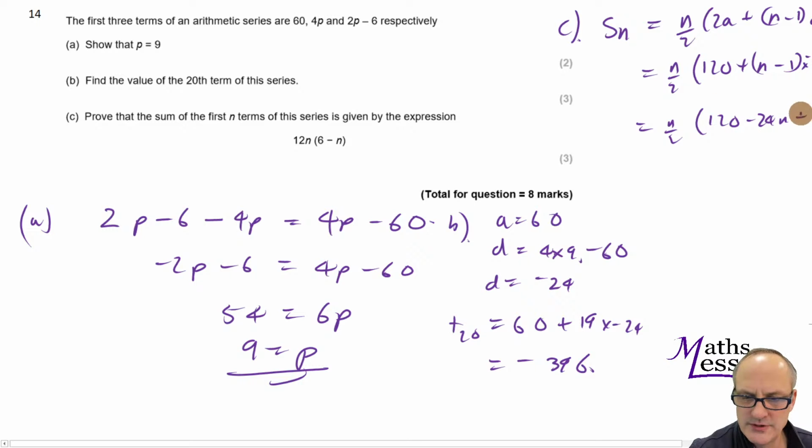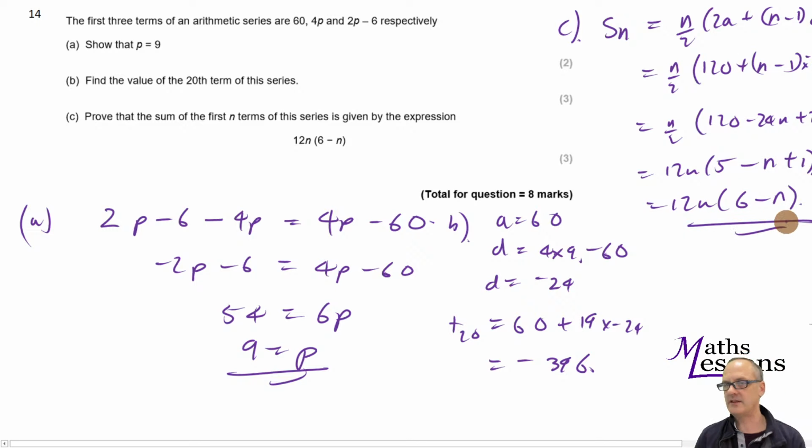So that's going to give me n over 2 times 120 minus 24n plus 24. And if I take a factor 24 out of this, then I'm going to get 12n here. Take 24 out of that, I get 5. Take 24 out of that, I get minus n. Take 24 out of that, I get plus 1. So I get 12n times 6 minus n. And there you have it.